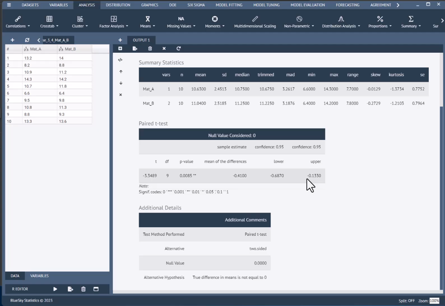So zero difference is not in that confidence interval, and we can conclude that using a paired t-test, the difference in wear between the two materials is indeed highly significant.